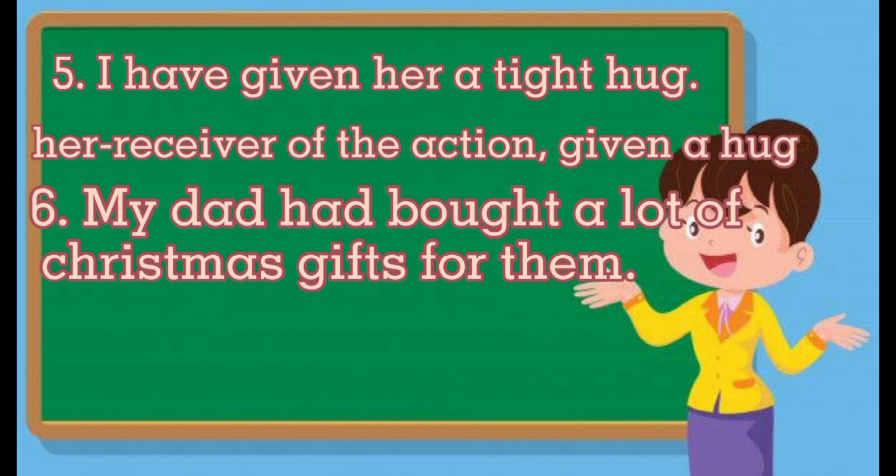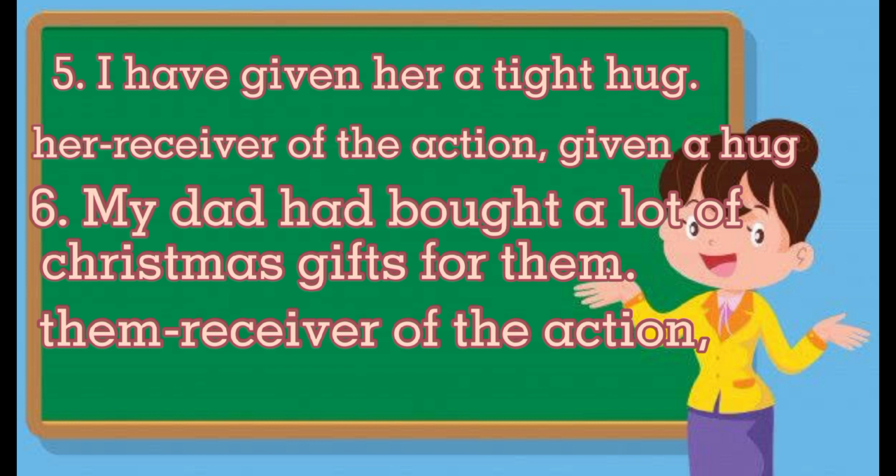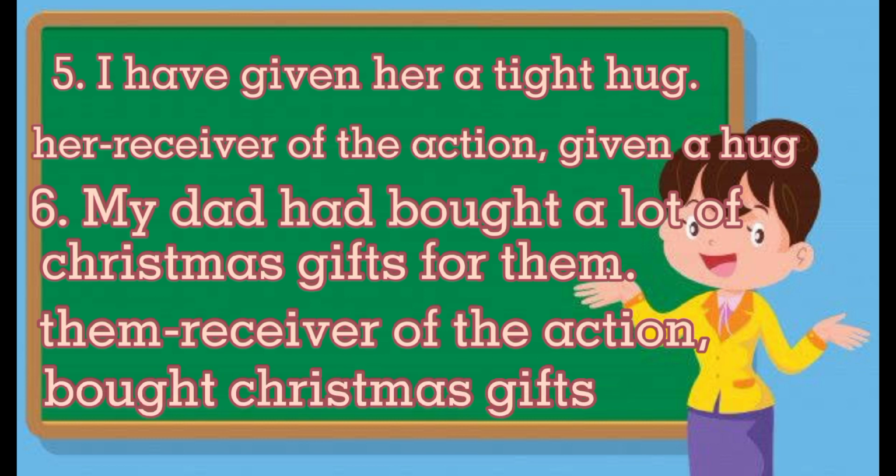For our last sentence, we have my dad had bought a lot of Christmas gifts for them. Who bought a lot of Christmas gifts? It's my dad. And for whom are those Christmas gifts? Perfect, it's for them. So them here is the receiver of the action bought a lot of Christmas gifts. So it still functioned as an objective pronoun.